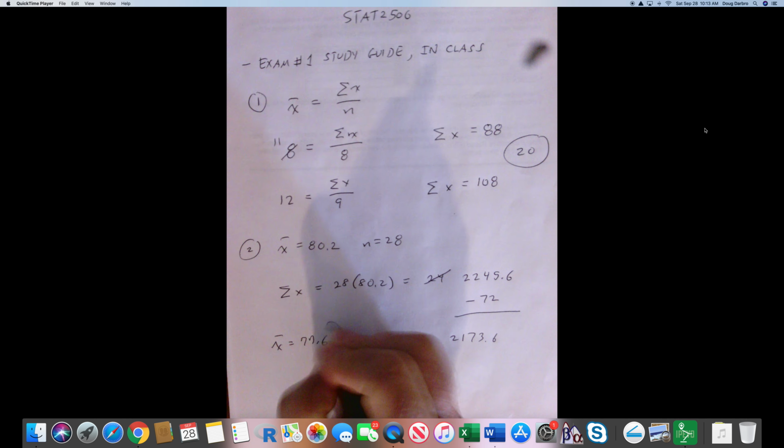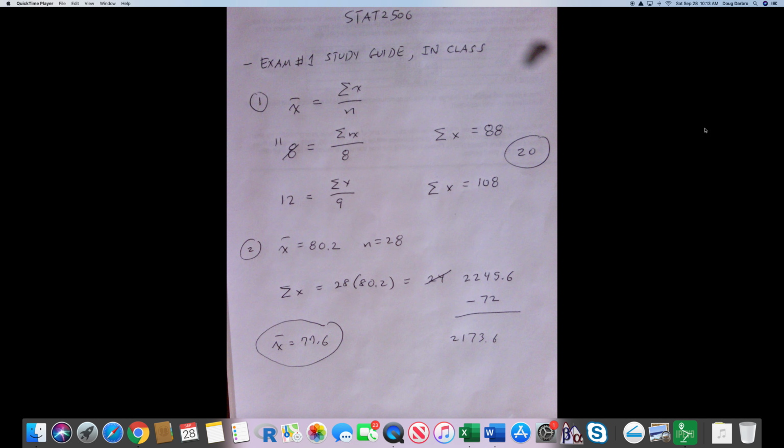So the new average would be 77.6. All right, that doesn't seem right, is it? Yeah, it is right. All right, the third one.